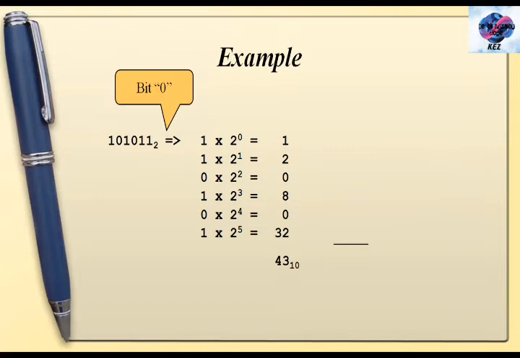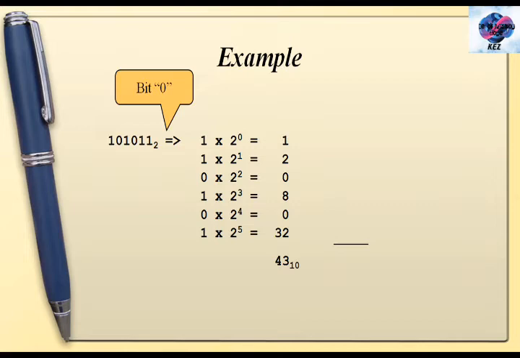See here, it is given 0, 1, 0, 1, 0, 1, 1. The rightmost bit is 1. So, this 1 is multiplied by 2 to the power 0, because we are starting from binary, base 2. Then the next one is multiplied by 2 to the power 1.